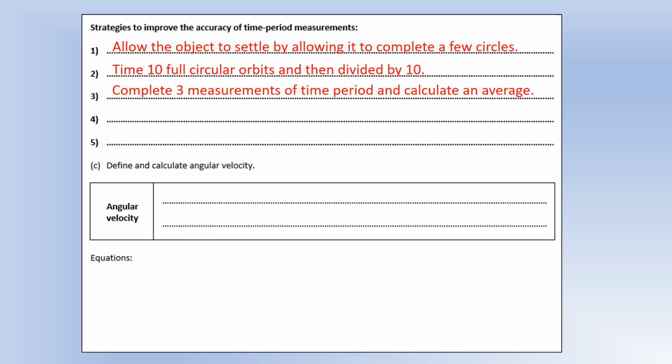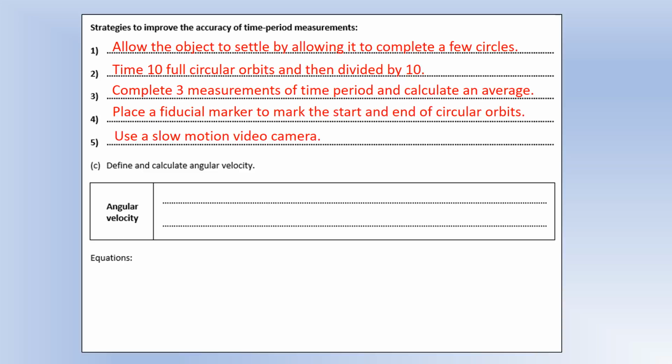I wouldn't just do that once. I would repeat that process twice more. So I've done 3 sets, and then you calculate an average, and that helps you reduce any random error that might affect your results. I'd use a fiducial marker to mark the start and end points of the circular orbit. It makes it easier to time it accurately. And finally, I wouldn't be trying to time it in real time. I'd video it and use a slow motion camera, so it makes it really easy to pinpoint exactly when it's the start and the end of a circular orbit.